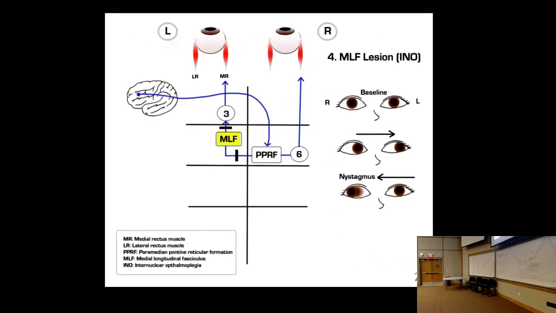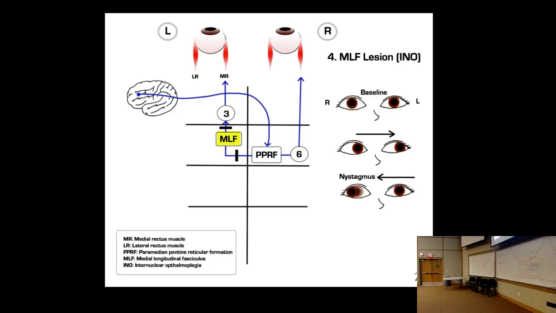All right, here's another clinical application. This one's really important, and that is if we have a lesion of the medial longitudinal fasciculus, which classically occurs in multiple sclerosis. In fact, if you see this eye movement, which we're going to talk about here, in a younger patient, they have multiple sclerosis, almost certainly. And so what's going to happen with an MLF lesion?